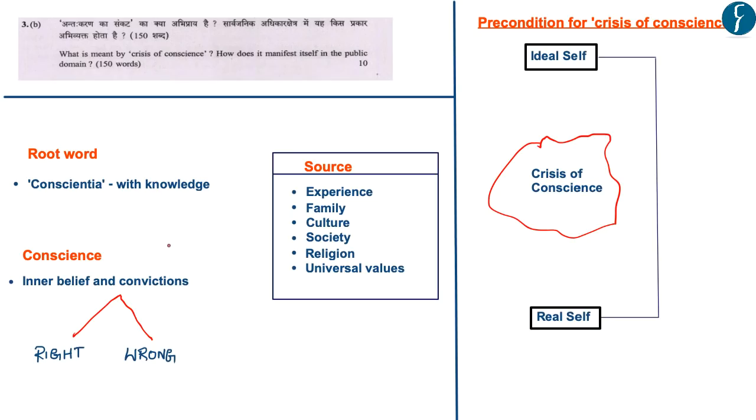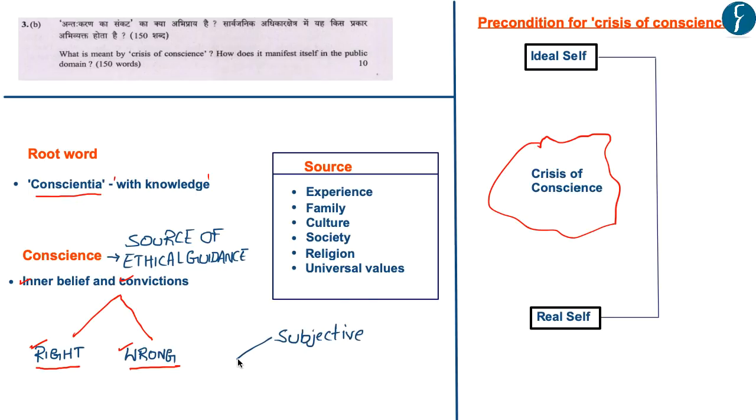Now, before we look into what is crisis of conscience, conscience of an individual is essentially the inner beliefs and convictions of what constitutes a morally right action and what constitutes a morally wrong action. The root word of conscience is from a Latin word conscientia, which means with knowledge. Thus, conscience refers to that part of the individual which constitutes inner beliefs and convictions about what is morally right and wrong. Therefore, as it is clear, conscience is a source of ethical guidance for an individual. Since the inner beliefs and convictions of what constitutes right and wrong are confined to one's own self, it is essentially subjective in nature and is a character of an individual.